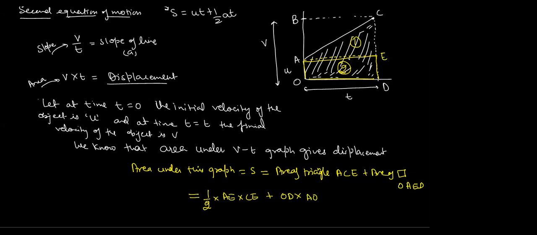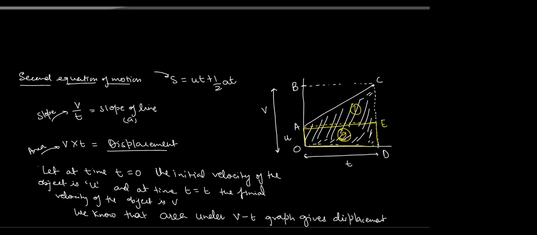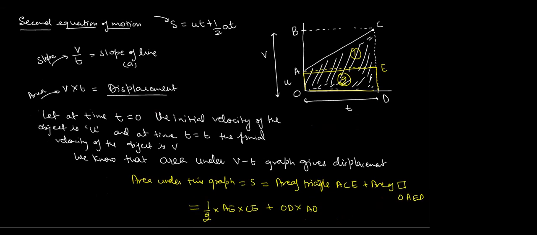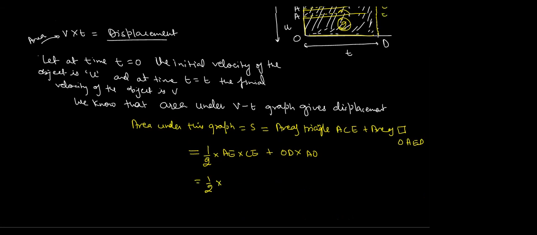Is this statement clear to you, how I have written it here, or do you have some doubt? Hamna, is it clear to you that the area of the triangle is half into AE into CE? Is that clear? Okay, it's clear. Now what I have written here is that AE is actually equal to OD, so I'm writing here OD and CE. What is the value of CE? How can you write CE?